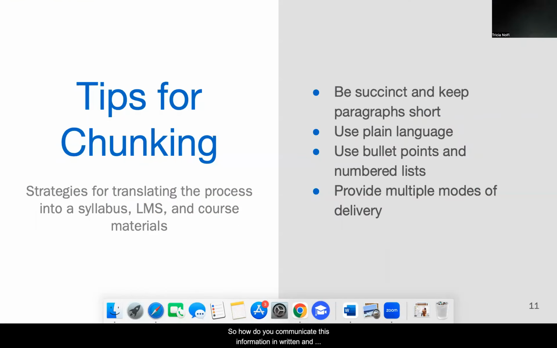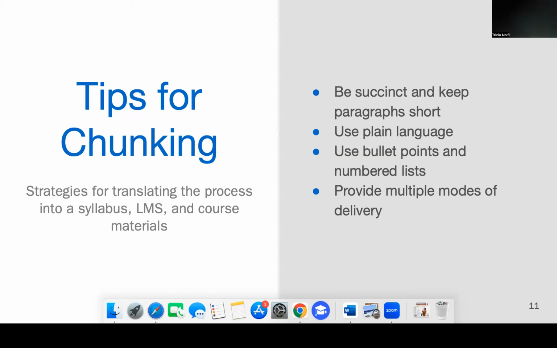So, how do you communicate this information in written and visual terms for your students? First, you want to be succinct with your descriptions and keep paragraphs short, perhaps no more than 3 to 5 sentences long. You also want to use plain language to describe the purpose of the unit, the assignments, and resource descriptions.